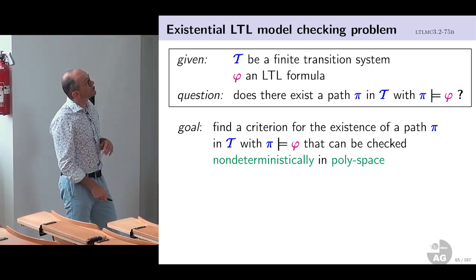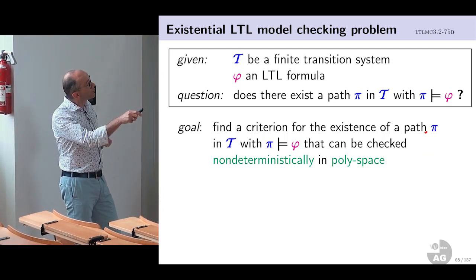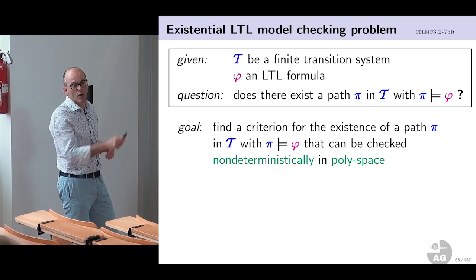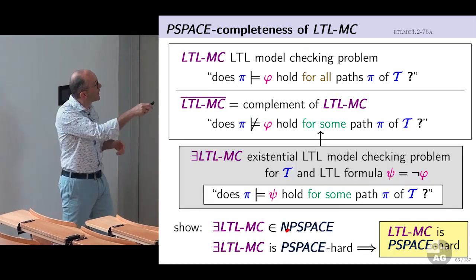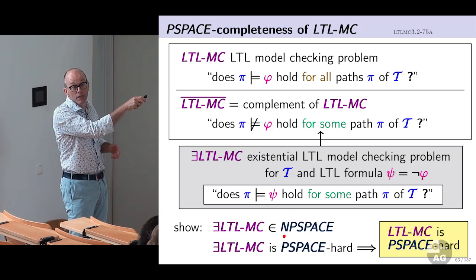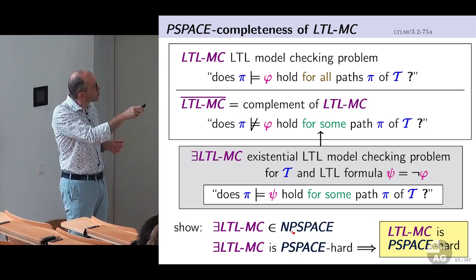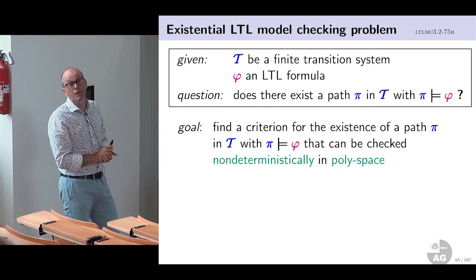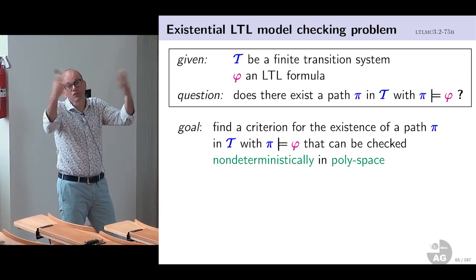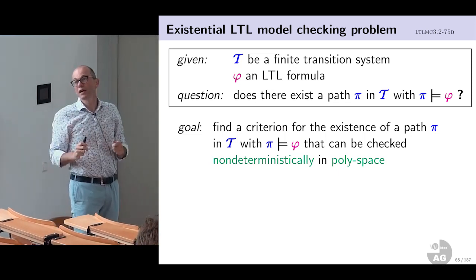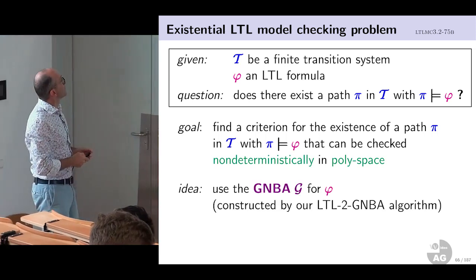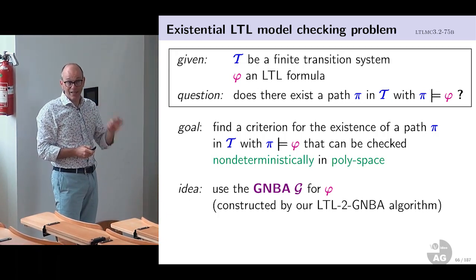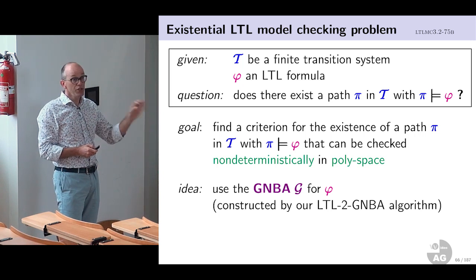So we need a criterion that says there is a path pi, and that criterion needs to be checkable in what? Well, non-deterministically. Why non-deterministically? Well, I want to show it's in NPSPACE, so I can use the non-determinism. What else can I use? Well, I need to show it's in PSPACE, so this criterion needs to be checkable in polynomial space. If I need more space, I'm outside the complexity class I'm considering. Good. So the idea is we're going to use this GNBA that we have already constructed in the algorithm. So I'm using exactly the same automaton as we used in the algorithm.